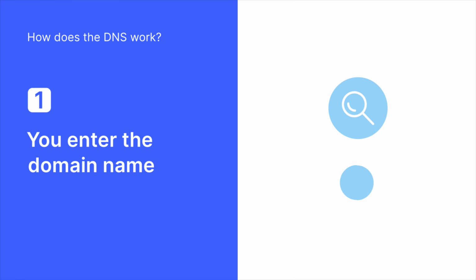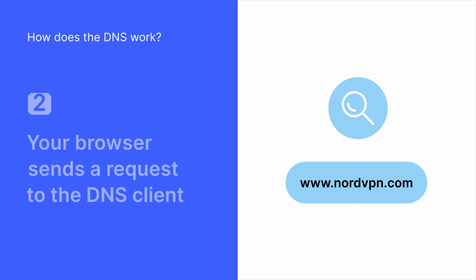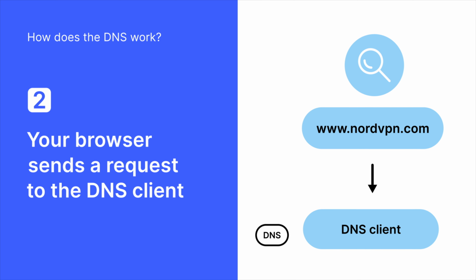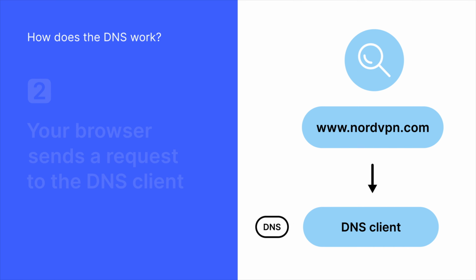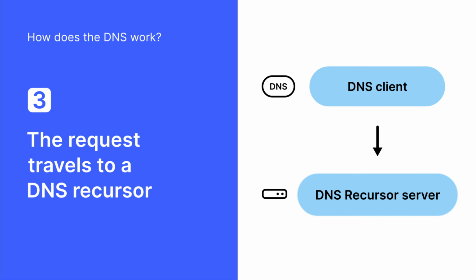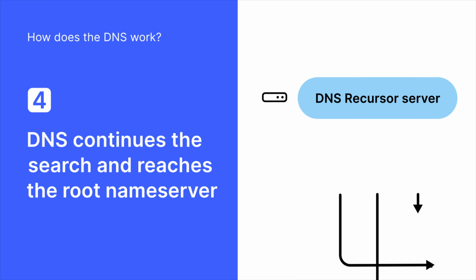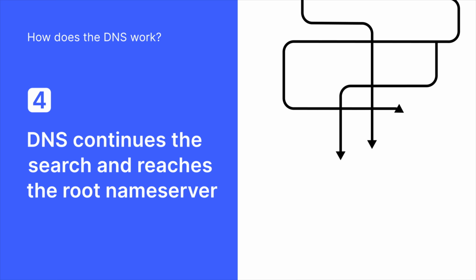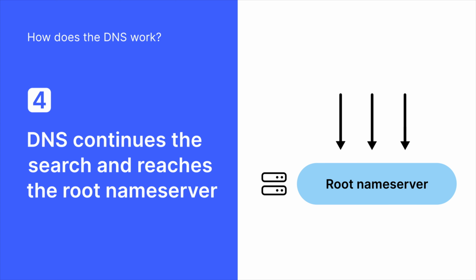First, you open a browser, type in the domain name, and press Enter. Then, your browser sends a request to the DNS client asking which IP address or network this domain name belongs to. Next, this request travels to a DNS recursor. It's usually managed by your internet service provider. The DNS recursor continues to search for the IP address associated with the domain name. You can visualize this process as scrolling through a phone book to find the right number.